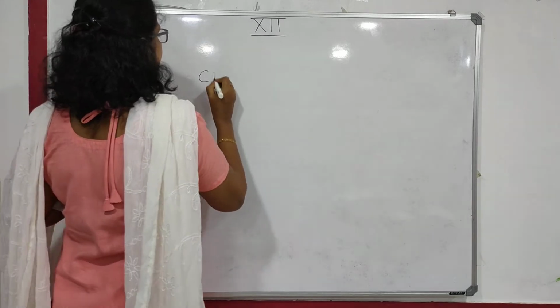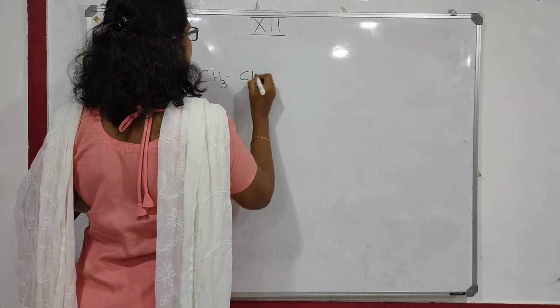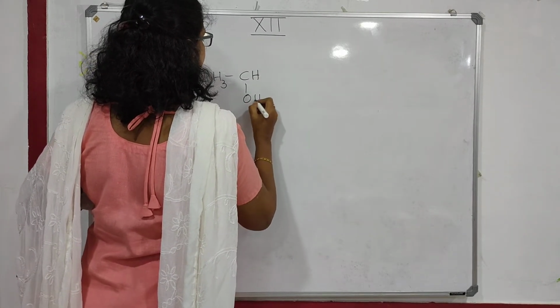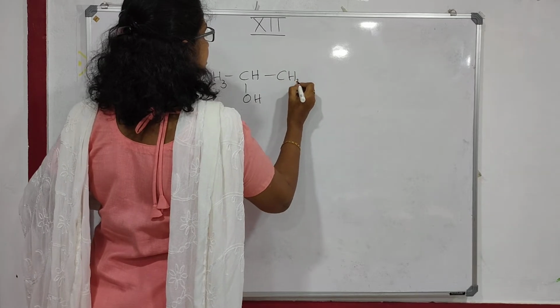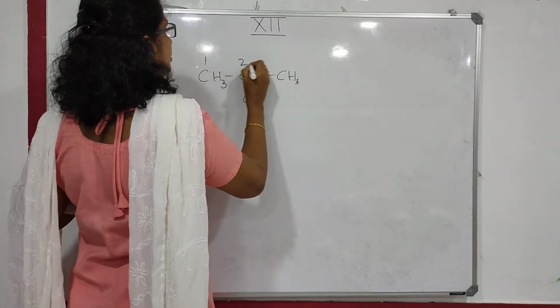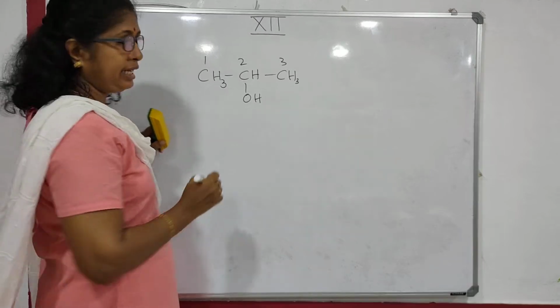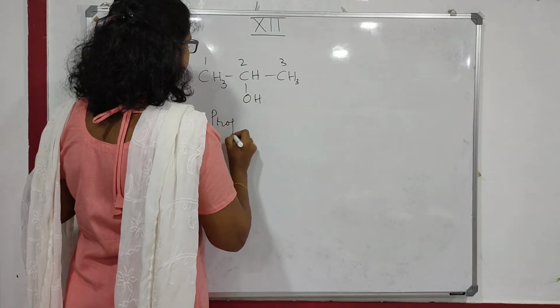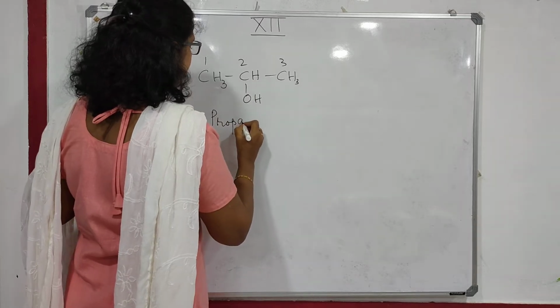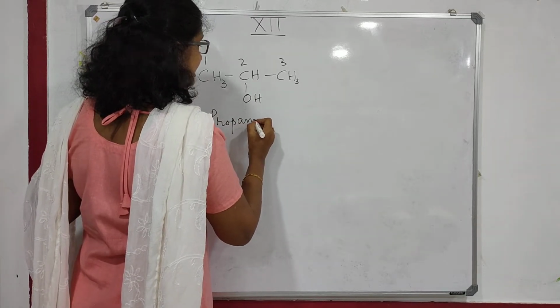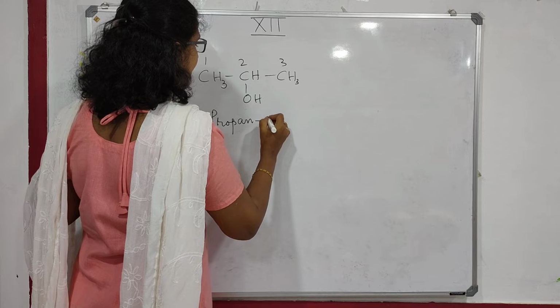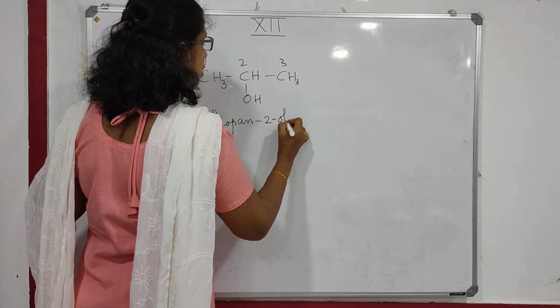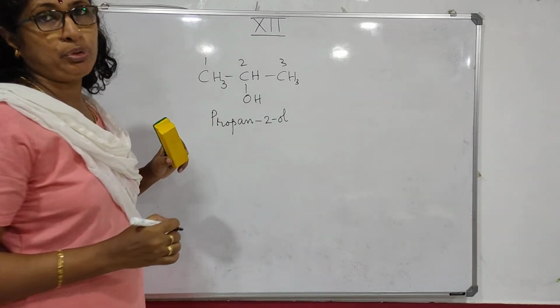For example, if it is CH3CHOHCH3, it is 1, 2, 3, we number the carbon atoms. Then the word root is prop, and all are single bonds, so the primary suffix is ane. You remove the e and it is 2-ol. So it is propan-2-ol.